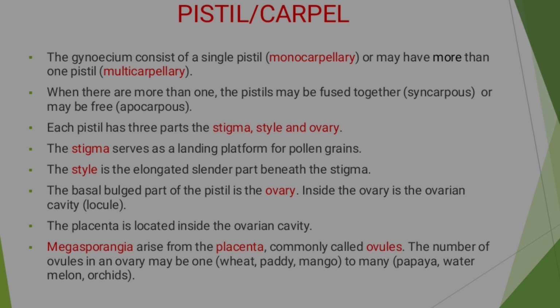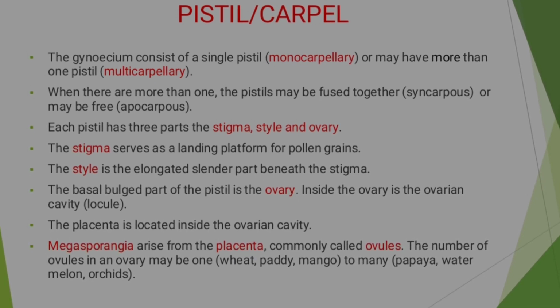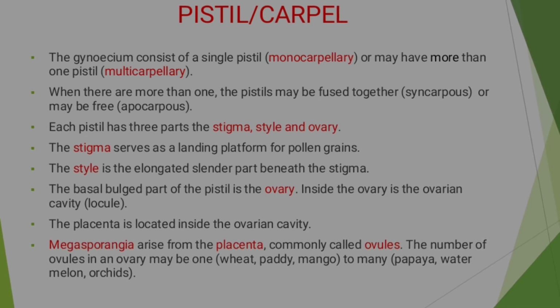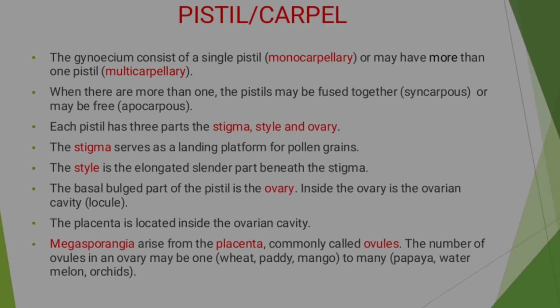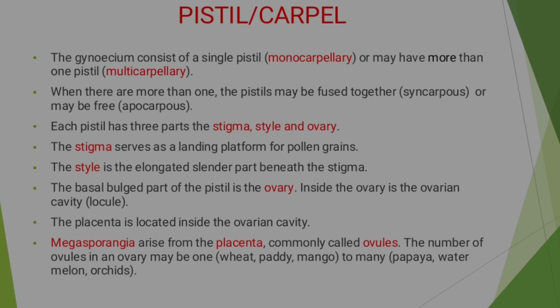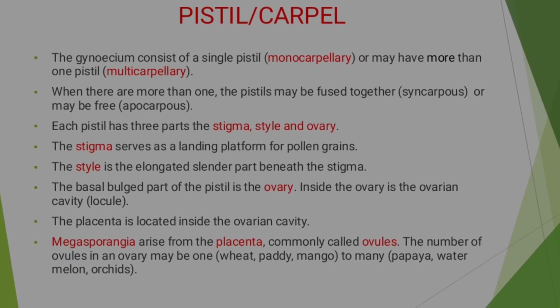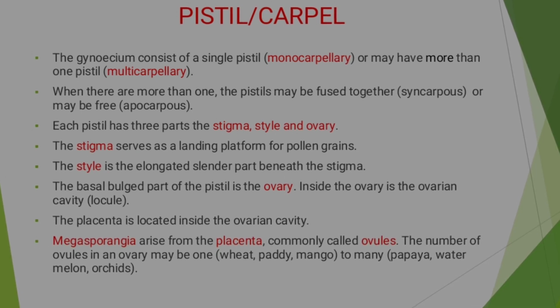When there are three or more than one, the pistils may be fused together, that is syncarpous, or may be free, apocarpous. Each pistil has three parts: stigma, style, and ovary. The stigma serves as a landing platform for pollen grains. The style is the elongated, slender part beneath the stigma, and the basal, bulged part of the pistil is the ovary. Inside the ovary is the ovarian cavity or locule.